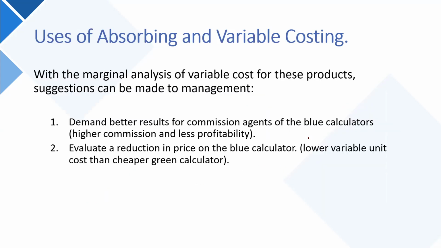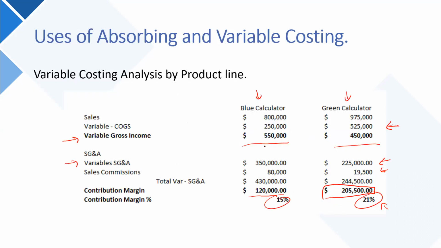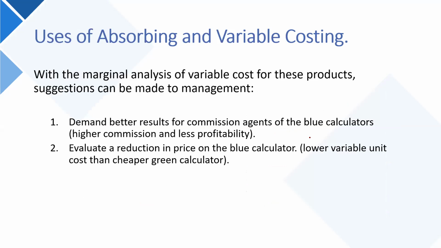And as you can see, these are the two analyses you can think of right off the bat when you are doing the variable analysis on these two products. But the analysis could go further. You could even ask, why is this one so low and this one so high? If my blue calculator is 80 pesos the unit, why am I spending so much money manufacturing green calculators? So another analysis could be to check the cost of production of these two products. Those are the types of analysis you can do, and that's the use of this analysis, understanding absorbing and variable cost.